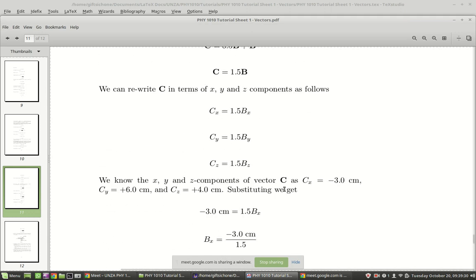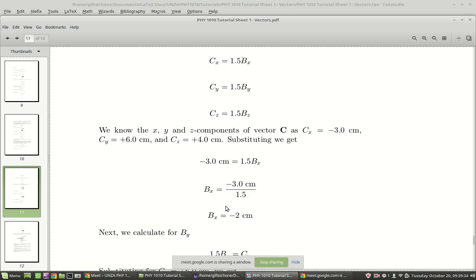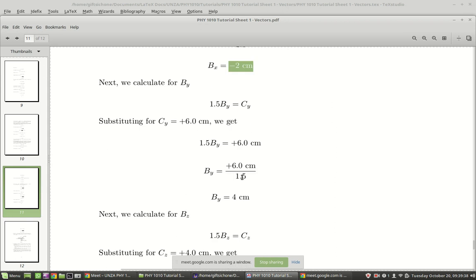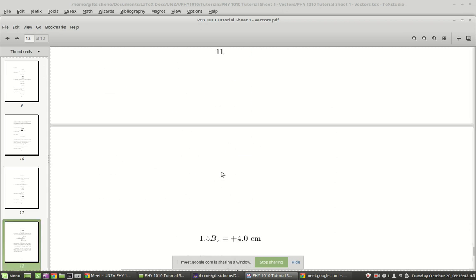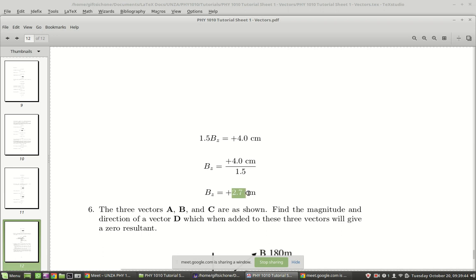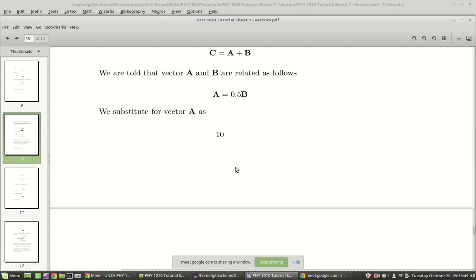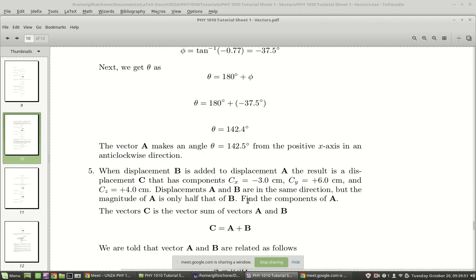We know the components of C. The components of C are known. Then you find all the components of B. It's minus 2 centimeters. BY is 4 centimeters. BZ is plus 2.7 centimeters. Okay, but I don't think that's what the question is asking. The question is asking us to find the components of A.